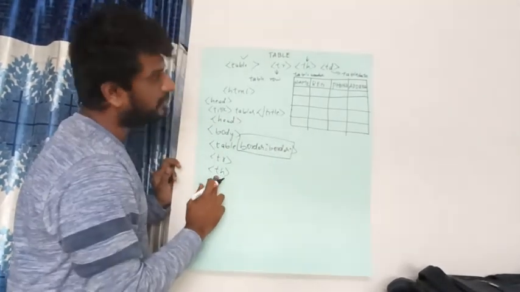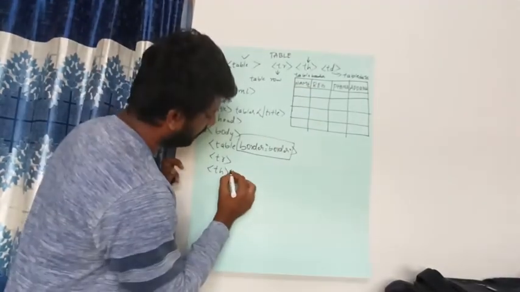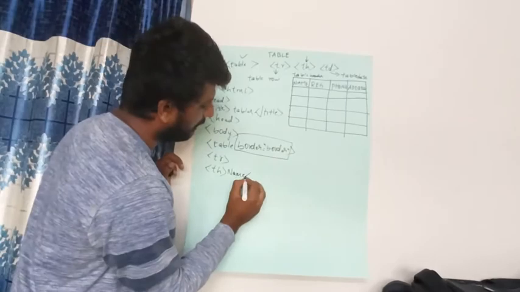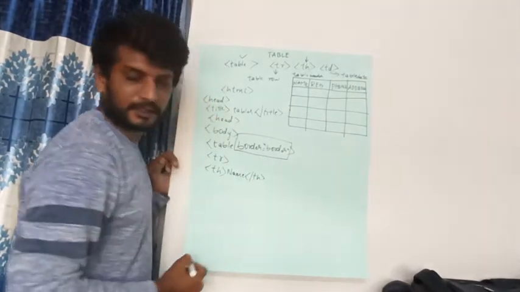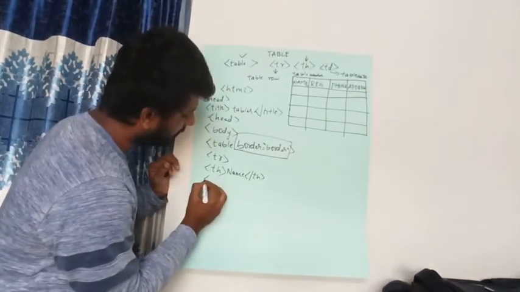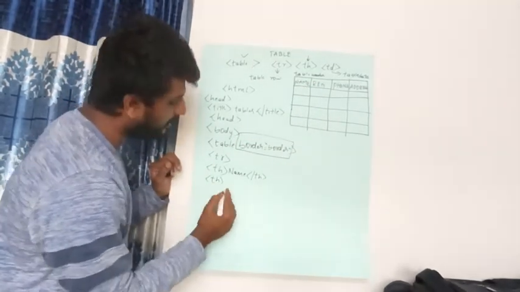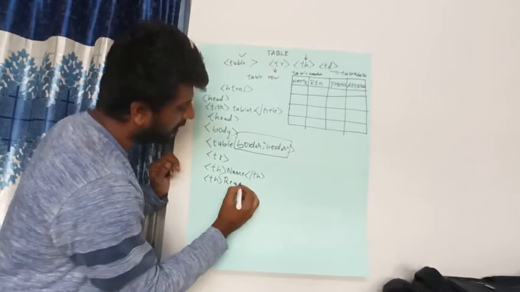So within TH, I will write name. The first column is nothing but the name. So I am closing TH. The next thing is register number. So within the TH, I am making use of the register number.